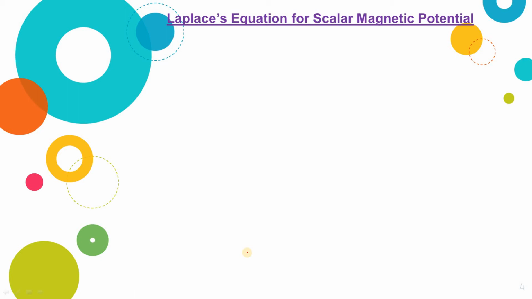Viewers, you all already know what the Laplace equation is. The condition for the Laplace equation is del square V is equal to 0. This is called the Laplace equation. Therefore the scalar potential satisfies the Laplace equation. That is what I am trying to say. How is it possible? Let me check.